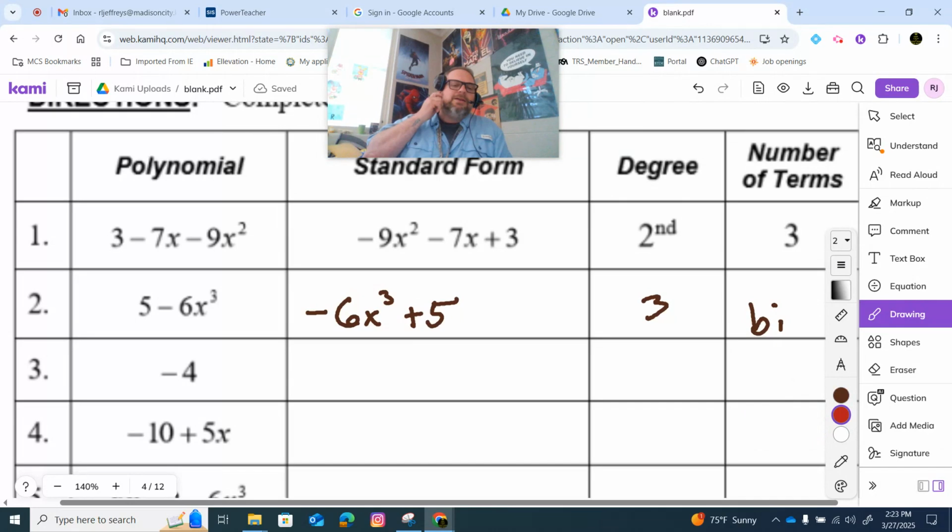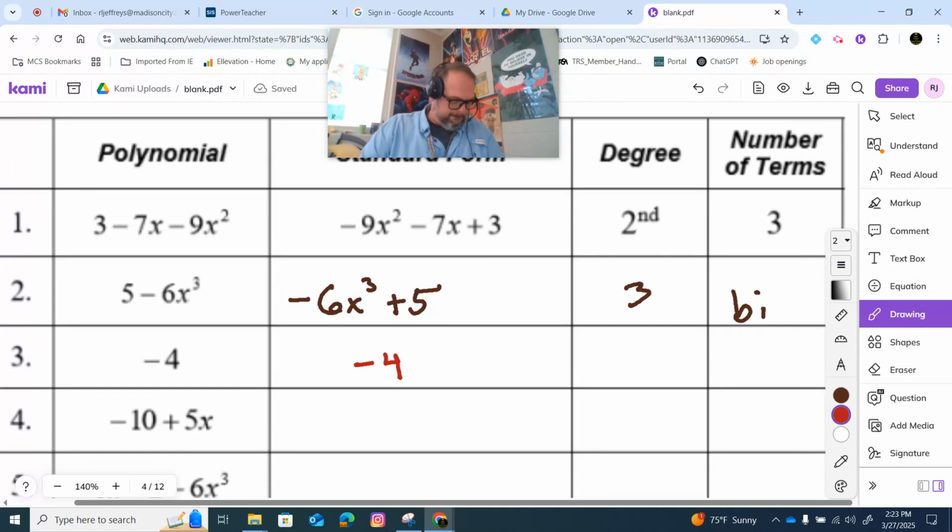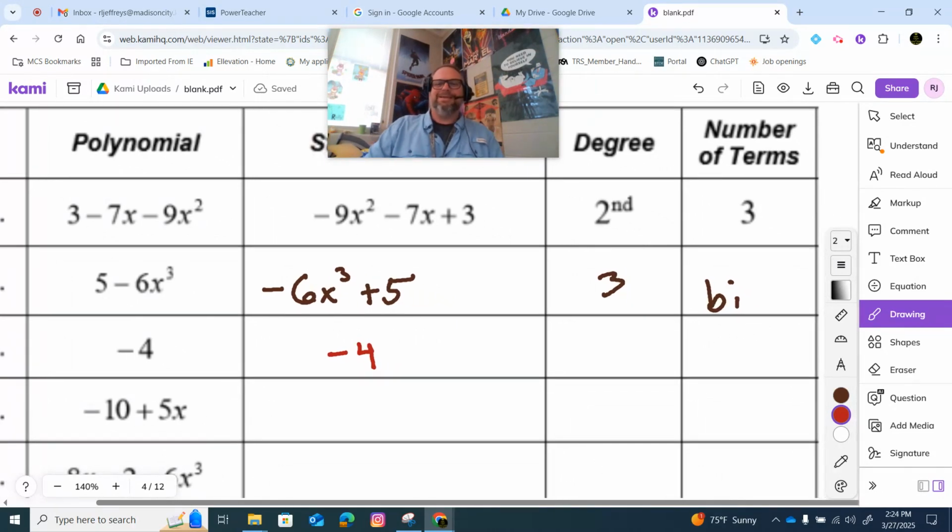All right. Number 3. Number 3 is the hardest problem on the whole handout. So is my hopes and dreams. What is this degree? 0. Kind of like some people's effort yesterday. And the number of terms, this is a mono.